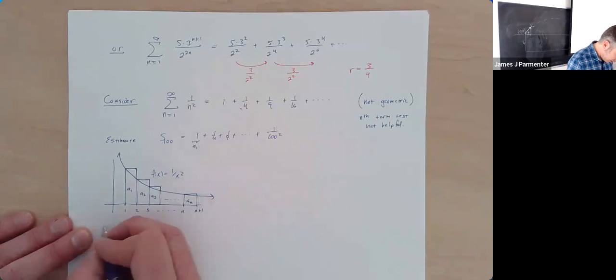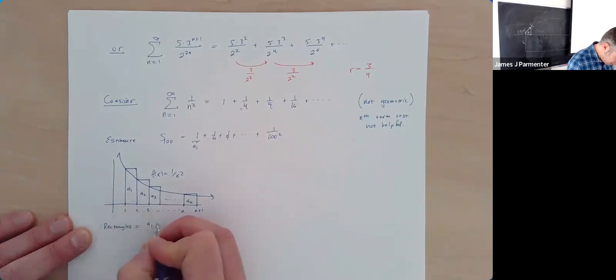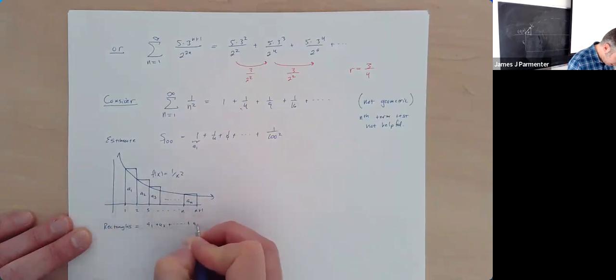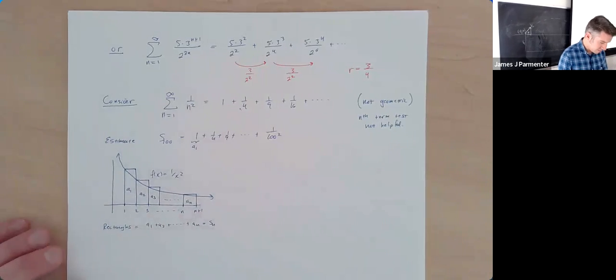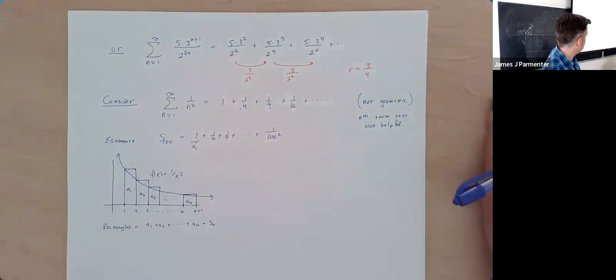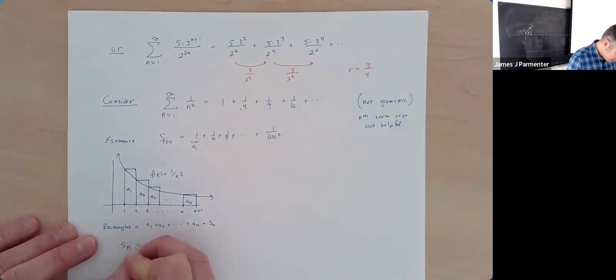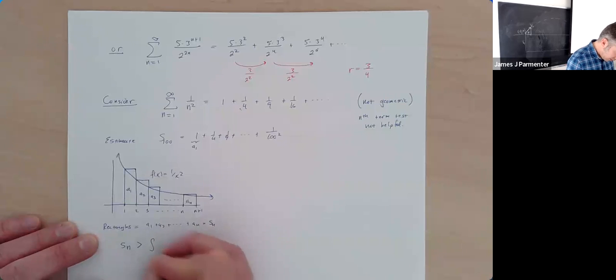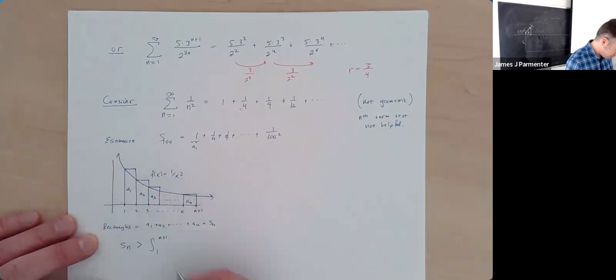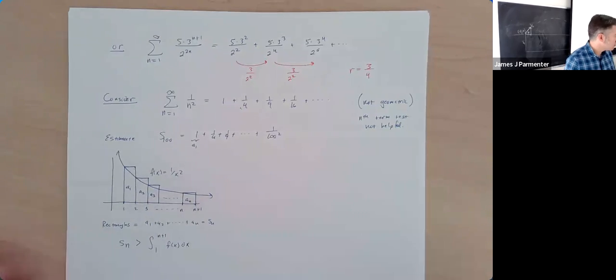So the area of these rectangles add up to A1 plus A2 plus all the way to An, which is Sn, the nth partial sum. And what I want you to see specifically here is that the area of the rectangles is more than the area under the curve. So here we have for sure that Sn is bigger than the integral from 1 to n plus 1 of our function. Right? I mean, seems reasonable.